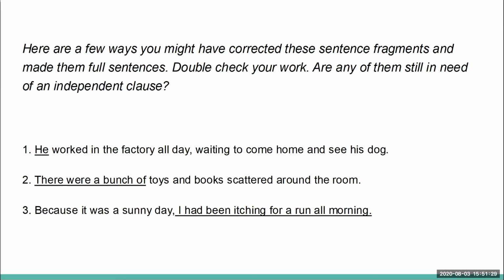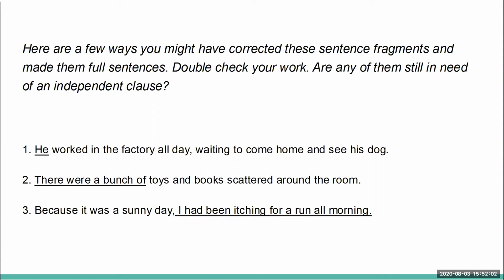There were a bunch of toys and books scattered around the room. Again, all we've done here is we've taken a dependent clause and added either the subject or the predicate to make it an independent clause. Toys and books scattered around the room was the subject, and now we have there were, which is the predicate, the verb. It's a state of being and therefore a verb.